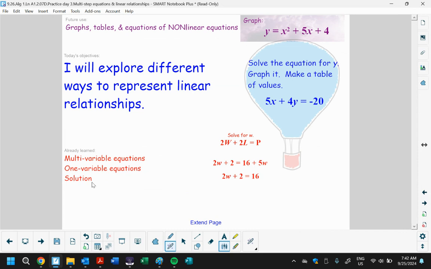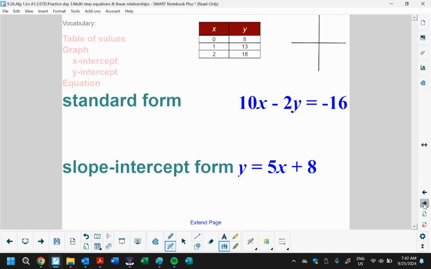The goal is to explore different representations of the same linear relationship, whether that's a table of values, a graph, an equation, an equation in slope-intercept form, or words for that matter. All different ways of representing the same relationship.